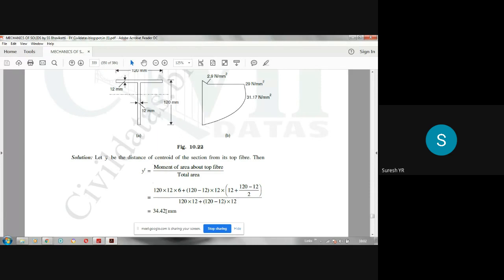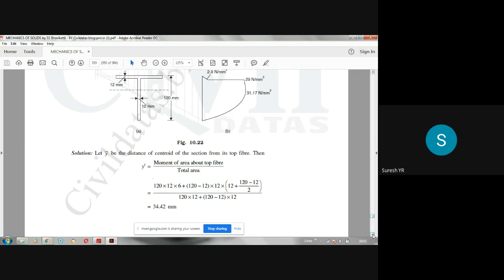So if you do that, you will get 34.40 mm. That is the distance of CG from the top fiber of this T section. So this is your CG of the T section, and the neutral axis passes through this. This is the neutral axis. So this distance, please note that it is not written here. You can make a note. This distance is 34.42, and what will be this distance? That will be 120 minus 34.42. So from the neutral axis to the bottom fiber, it will be 120 minus 34.42.